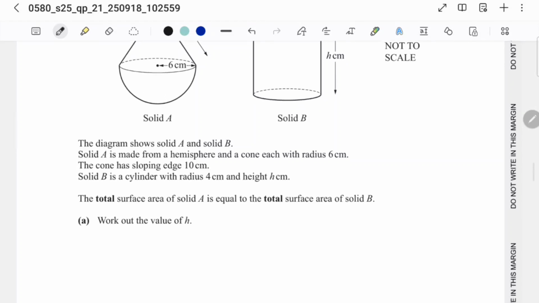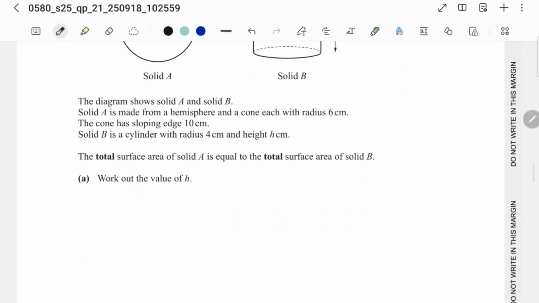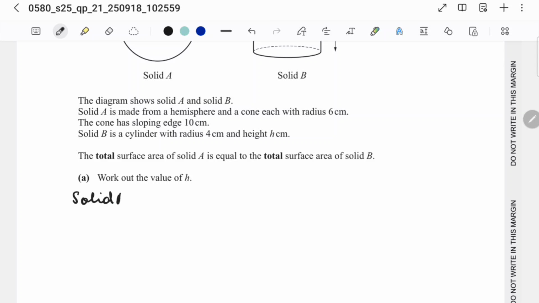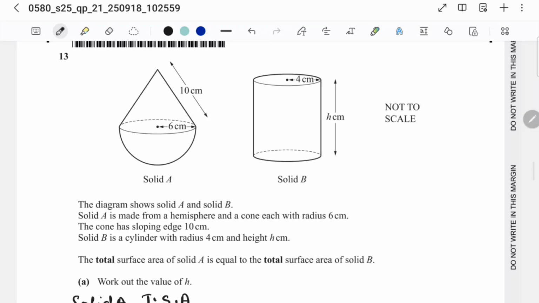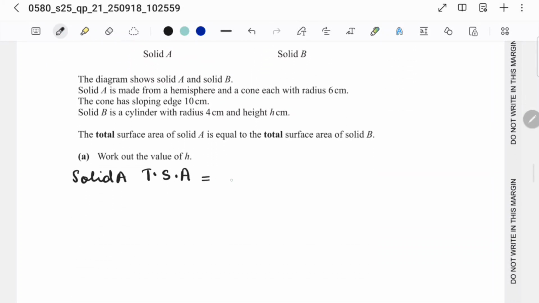The total surface area of solid A is equal to the total surface area of solid B. So this condition is given and we have to work out the value of the height of the cylinder. Okay, so we are going to find out both of them. For solid A's total surface area, we have the curved surface area of the cone, which is pi r L. The marks are 5.